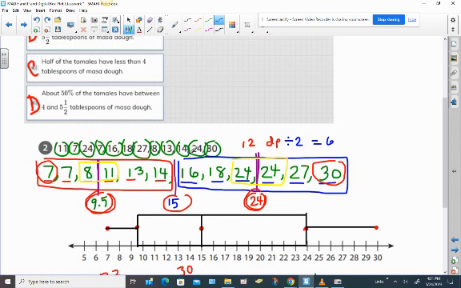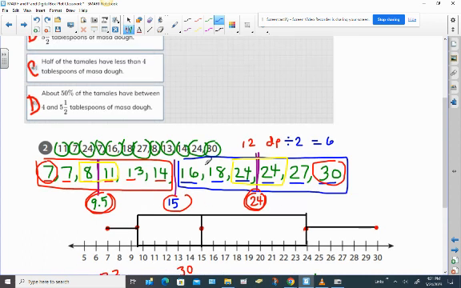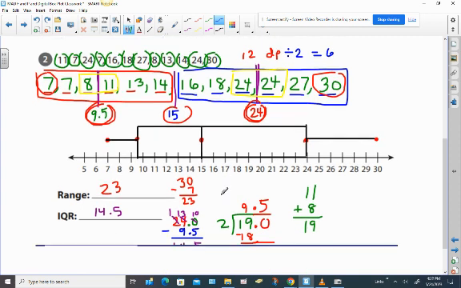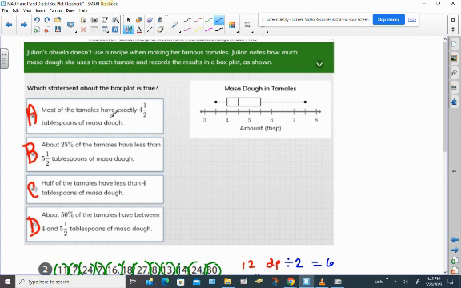I have this down here just to remind you of how we construct a box plot to help you understand some things about the data. So we might come back and revisit this. Again, we did this in class. You may recall doing it. All right, so which statement about the box plot is true?